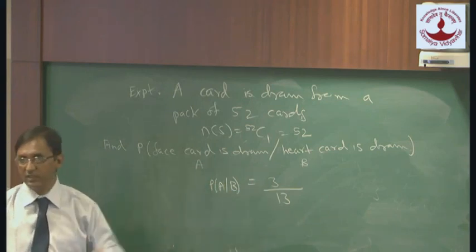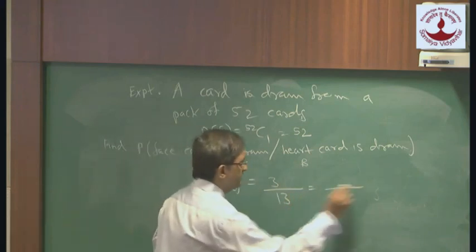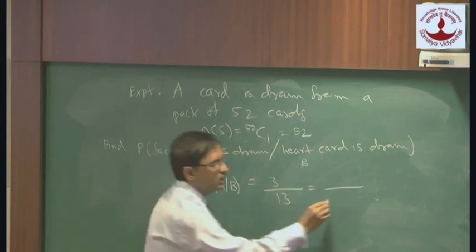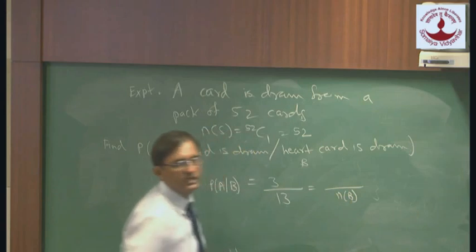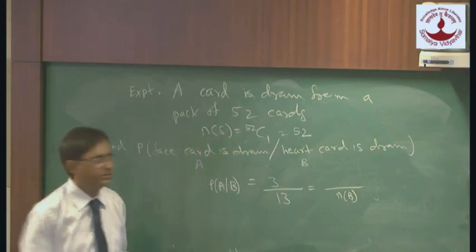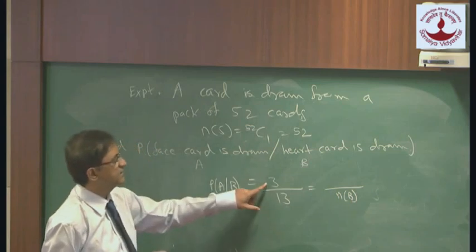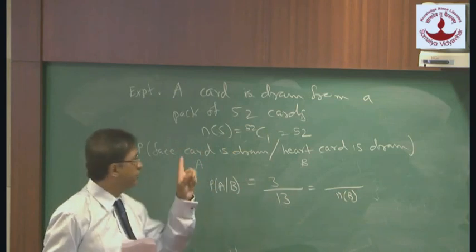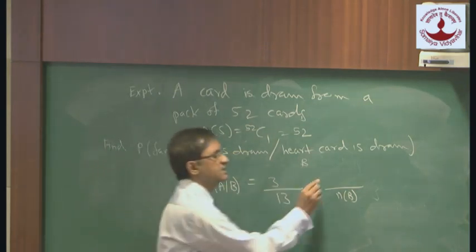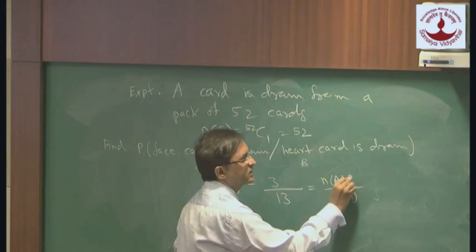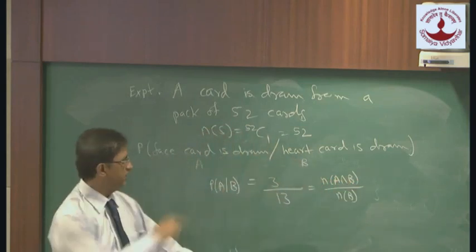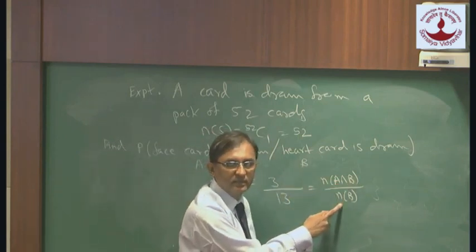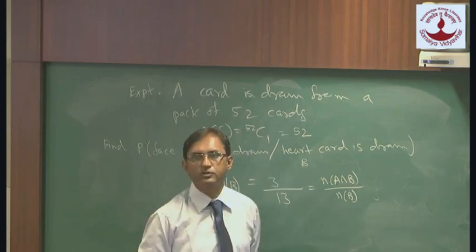Now let us try to derive the formula for this. What is this 13? 13 is the number of heart cards, that is, the number of elements in B. And what is this 3? They are the face heart cards, so both events occur. That is A intersection B. So this is the formula you will get: the probability of A given B is n(A intersection B) upon n(B). We assume that n(B) is not equal to 0.